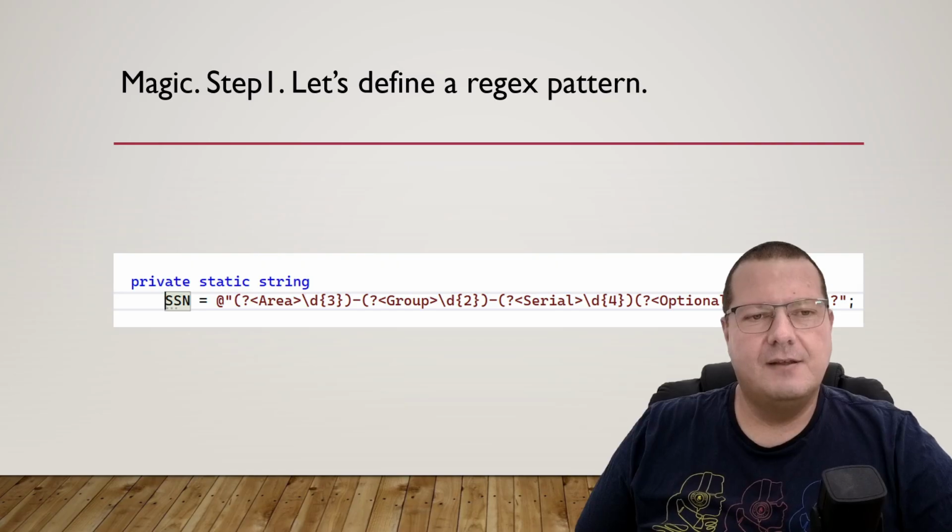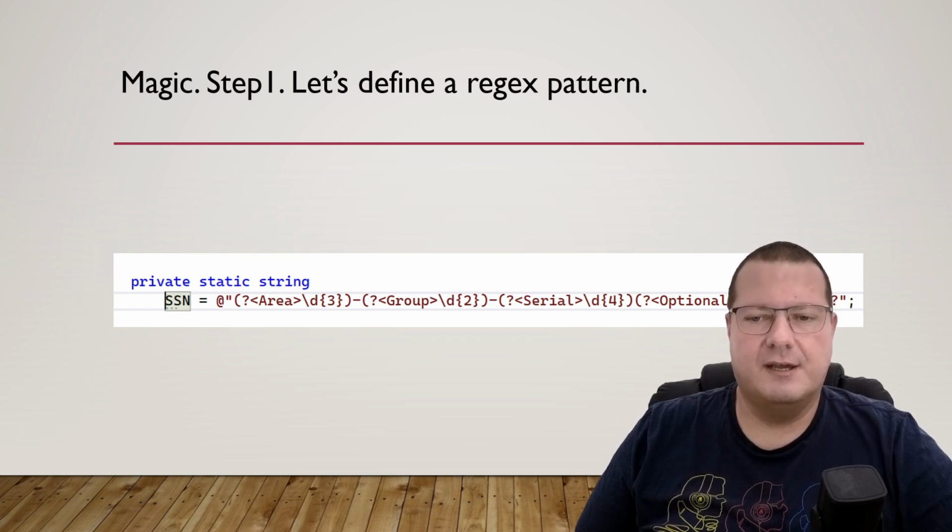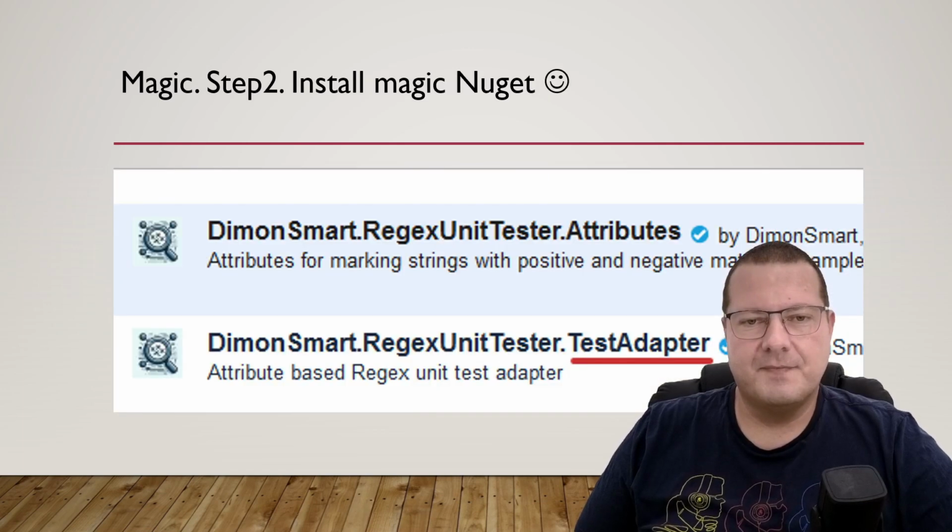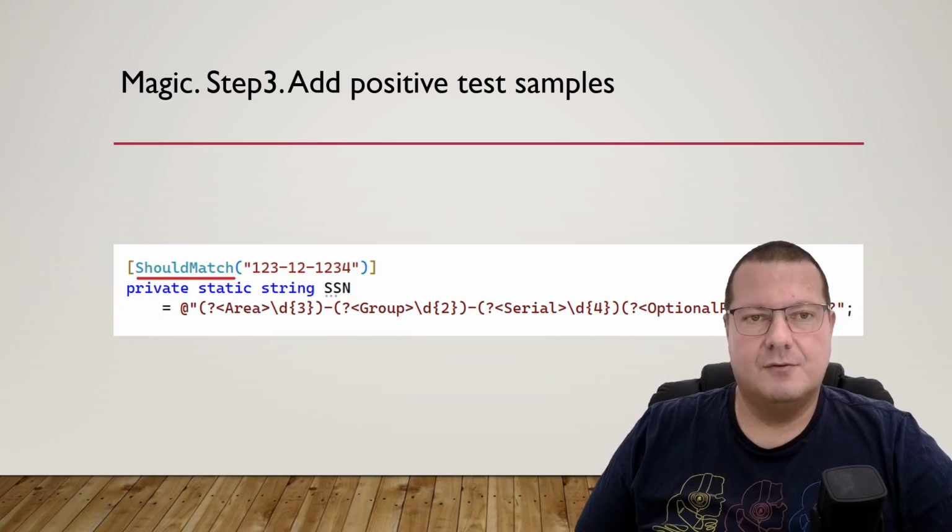Let's define a regular expression that will search for a social security number. Well, look for it, check it, yes, in the text. Here we have defined it. This is a typical step that is always present in any work with regular expressions. What do we do next? Next, we install a special package called Regex TestAdapter. We install this package, and after that, we have the opportunity to create attributes.